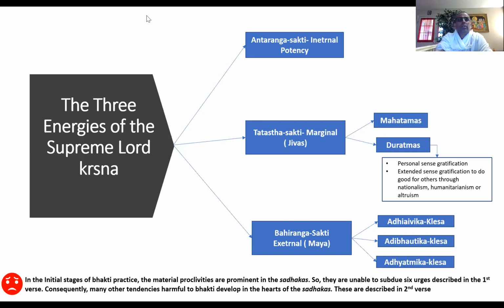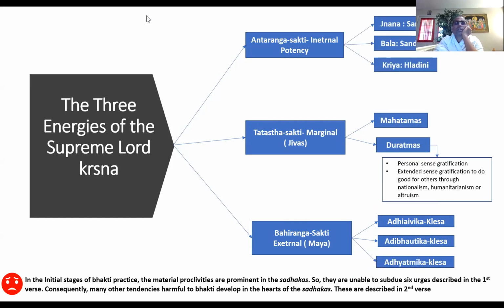Now, Antaranga Shakti, how many of you know how many Antaranga Shaktis Krishna has? Anybody knows? How many internal potencies does Krishna have? You might have read it, but it's difficult to remember everything. So Krishna has three Antaranga Shaktis.